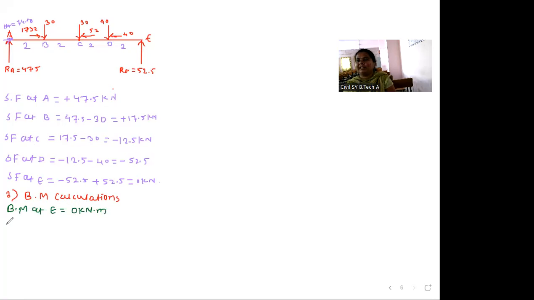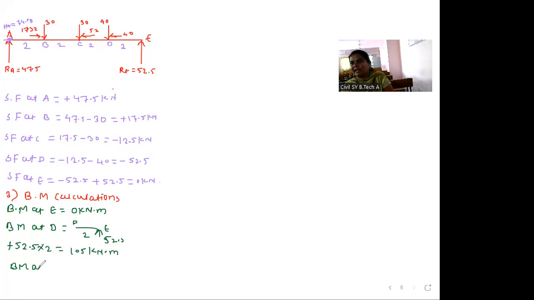After that, we will calculate at D. Bending moment at D is equal to, for this span, this is 52.5, this is E point, and this distance is 2 meter. I have not considered this 40 kilonewton downward force because the perpendicular distance is 0. So this 52.5 pushes upward, so plus 52.5 into 2, which is equal to 105 kilonewton meter.